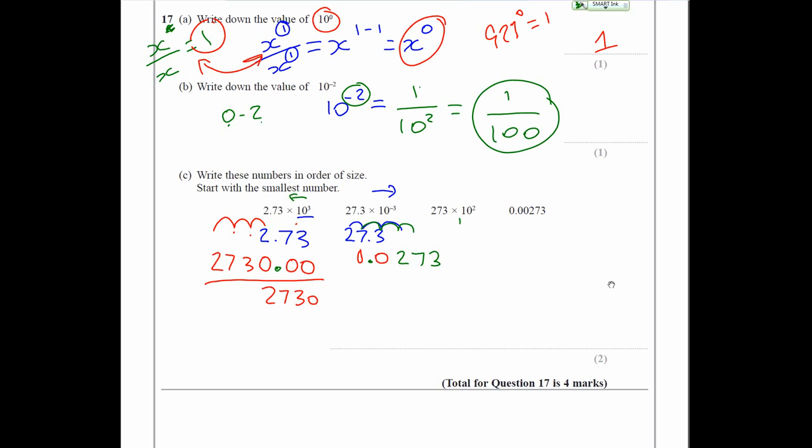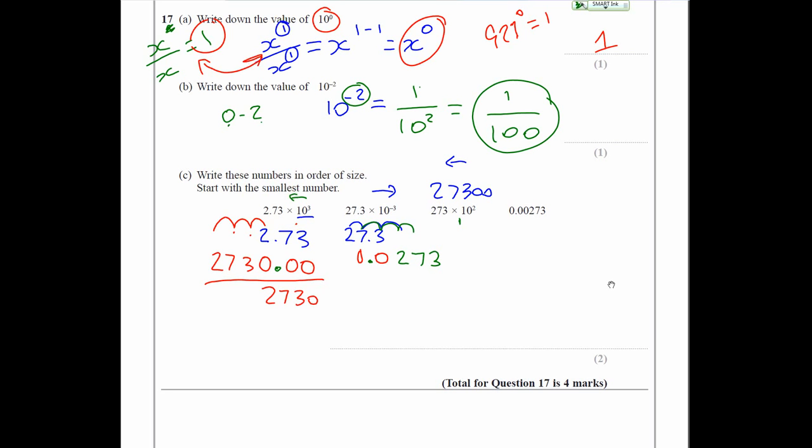Next one, this one is going to be getting bigger. Timesing by 10 twice, so that moves it to the left twice. You can actually just add 2 zeros there. Okay, so let's compare order of size now.